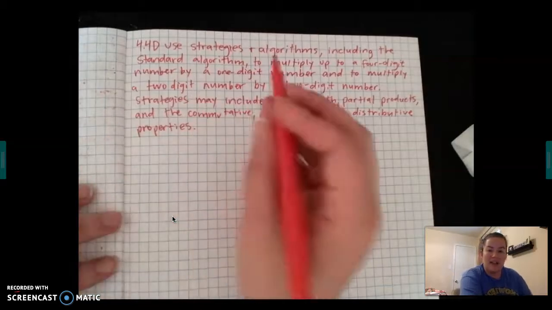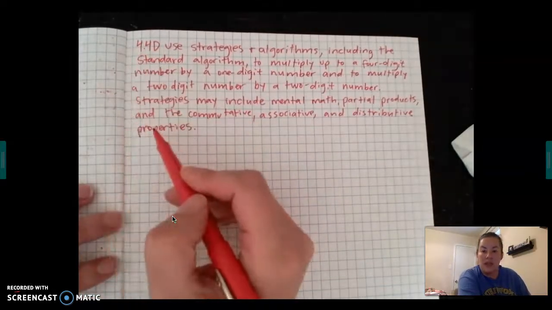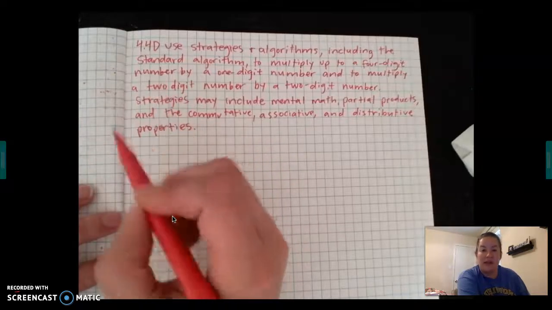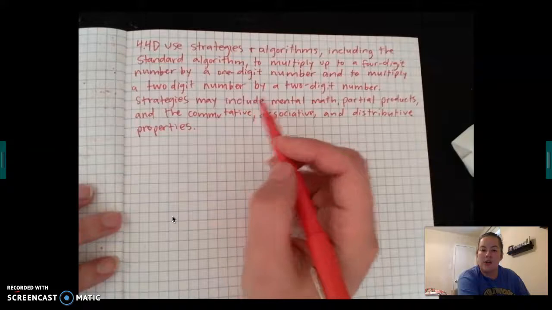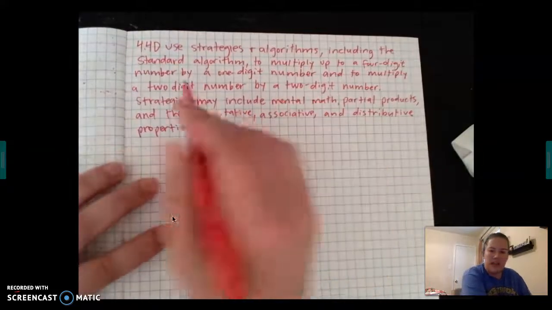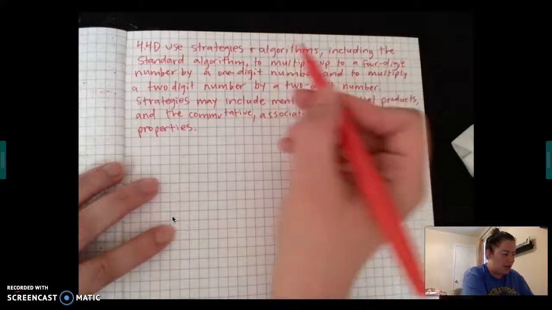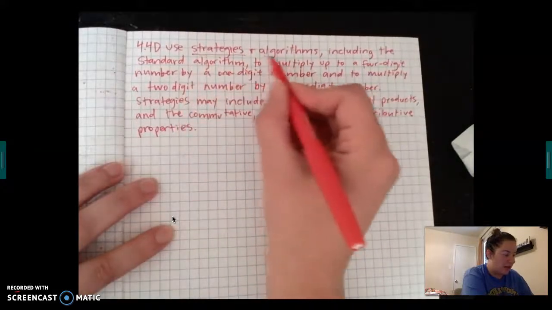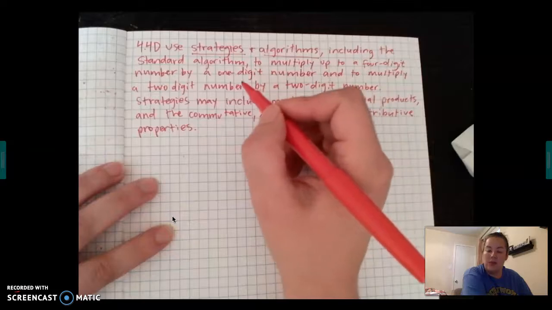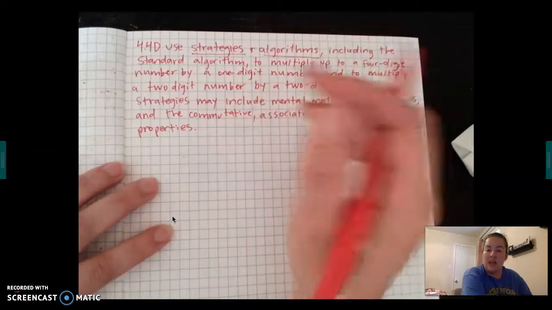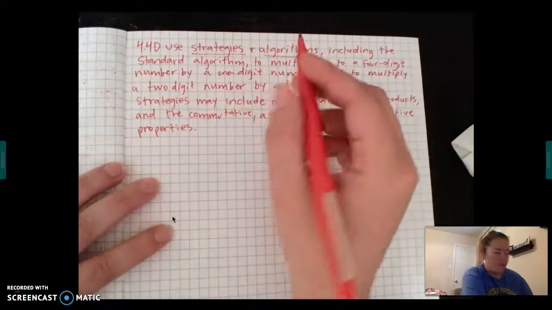In fact, this is so much, we're going to spend about a week using just this one TEK. So every day until like next week, we're going to be focusing on this TEK, but a different section of it every day. So let's understand what the TEK is saying. It says we're going to use strategies and algorithms. Strategies are different ways to solve the same problem. So you're going to learn different types of strategies, and then by the end you'll get to choose which one you're best at to solve the problem.